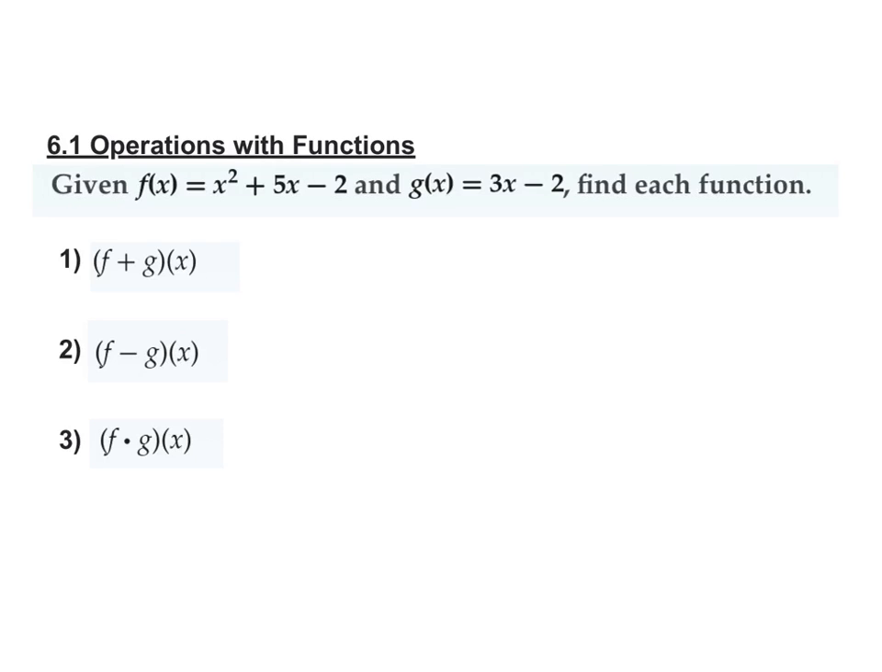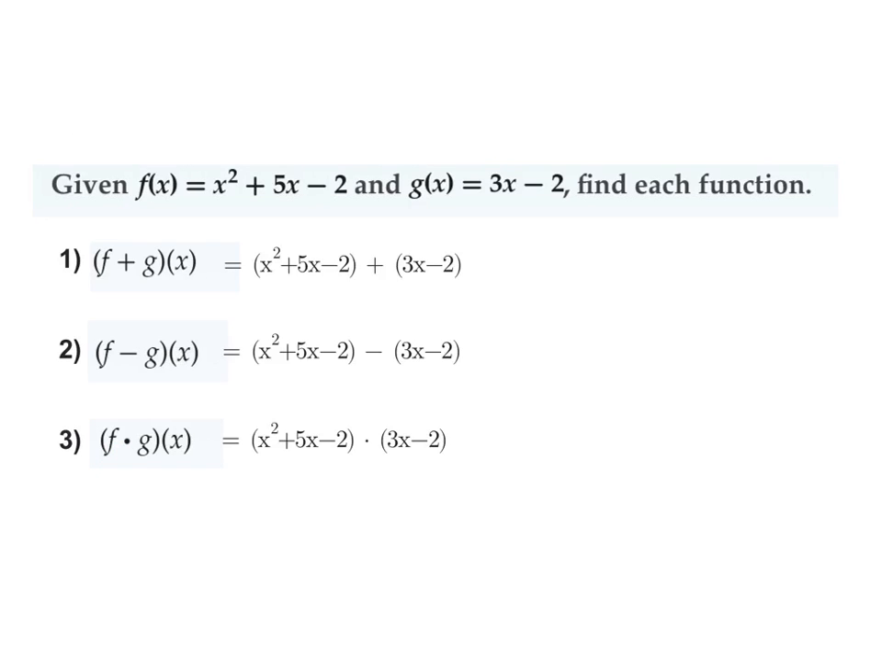Simply all this means is take function f and function g and add them together. The second one means subtract g from f, and this one means multiply. So here's what it's going to look like. Here's what it really boils down to: add them, subtract them, multiply them. So go ahead and do those, simplify those out, and I'll show you what your final answers will be.